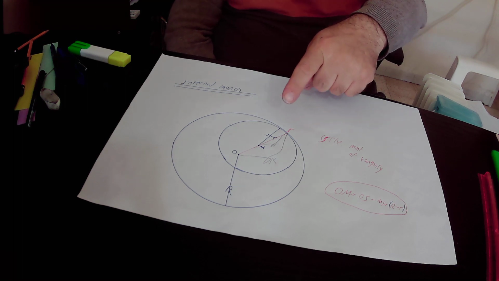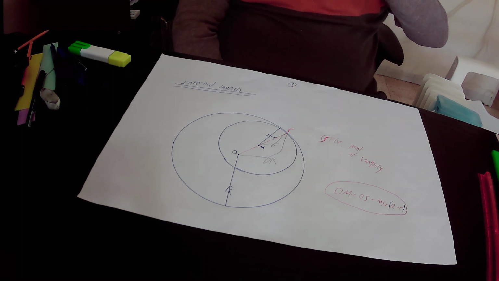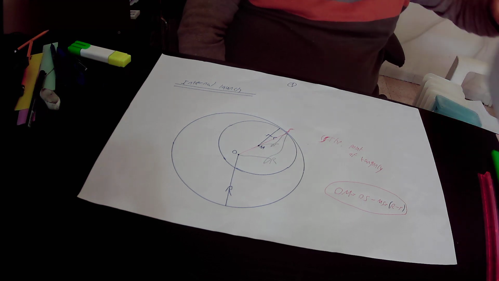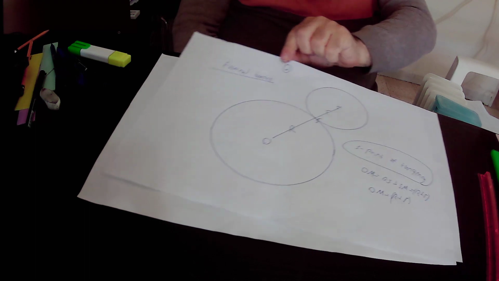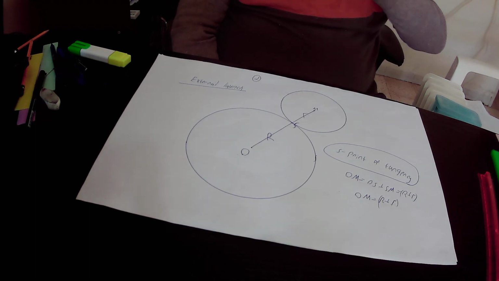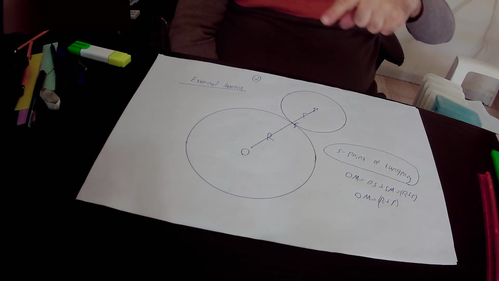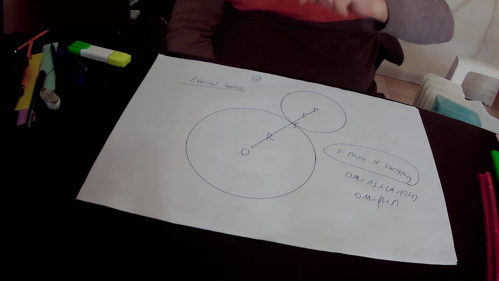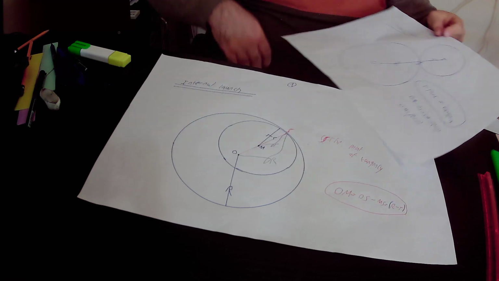In this case, it will be equal to capital R minus small r, while if 2 circles are touching each other externally, like in this drawing, then the distance between their centers will be equal to the sum of the lengths of the radii. In this case, it will be equal to capital R plus small r. Okay?